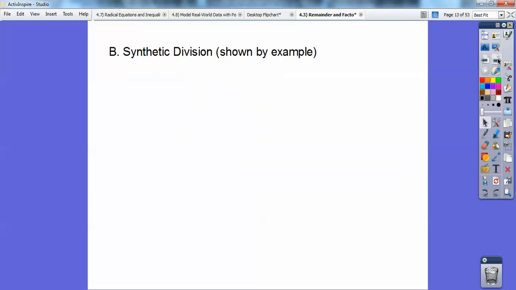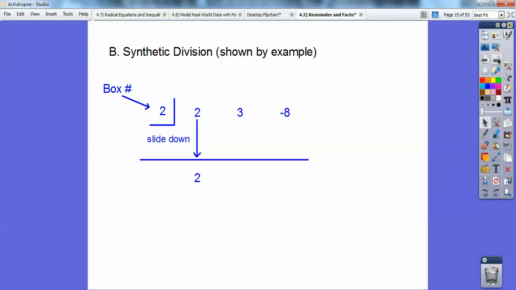Okay, the second part is called synthetic division, and this is shown by example. So there it is right there, box number with those numbers. This is how you do synthetic division. You slide that 2 down, then you multiply that 2 that you just slid down times your box number, and you get 4. Then you add 3 and 4 together, and you get 7. Then you multiply that 7 again times your box number, and you get 14. Then you add negative 8 with 14, and that is 6.